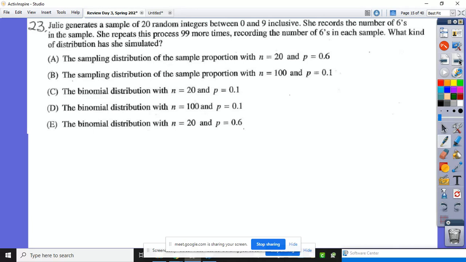0.1, because 0 to 9, that's 10 numbers. How many of them are 6? 1. So the probability of getting a success is 0.1. How many is she doing? 20. So this goes back to you guys thinking of it like this. We flipped a coin 20 times. Each dot represented 20 coin flips, but our probability of success in that situation was 0.5.